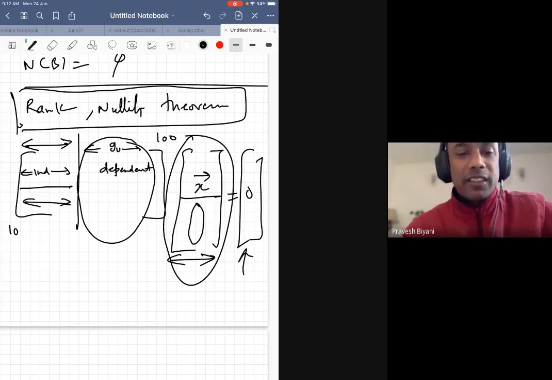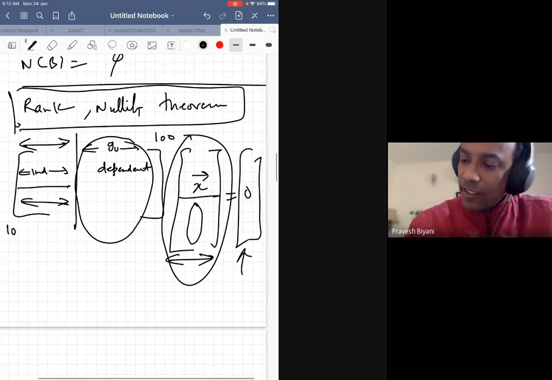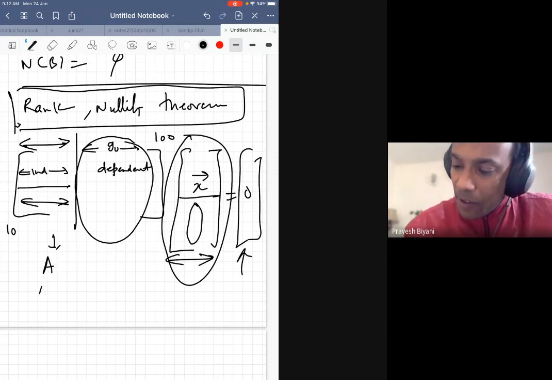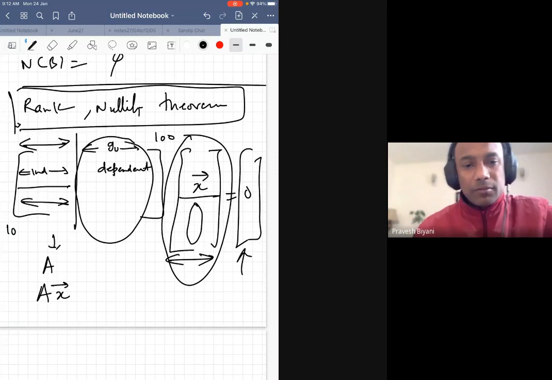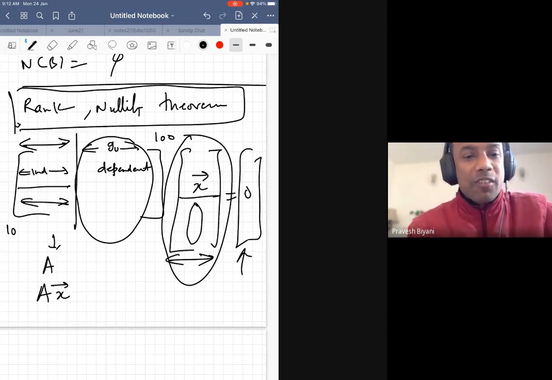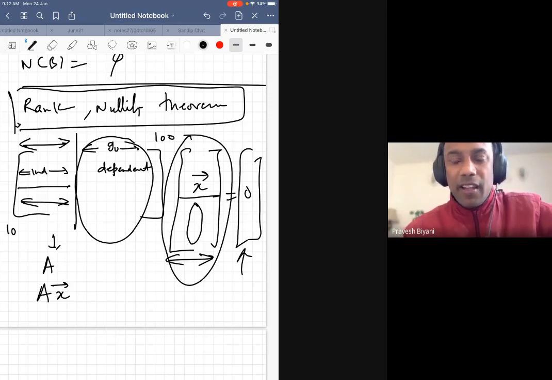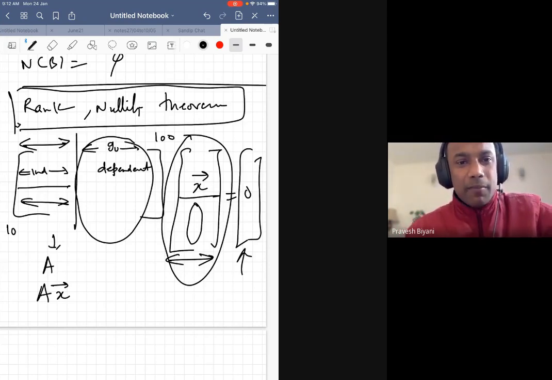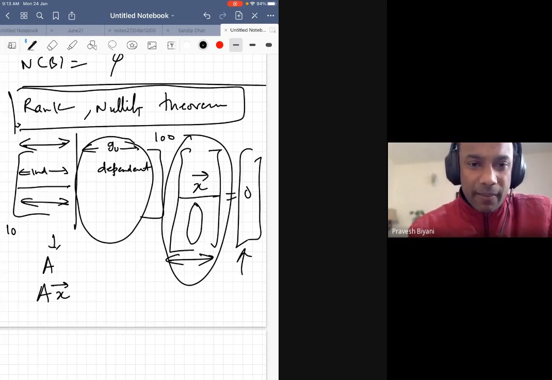Now, what is the dimension of the whole vector x? Let's say this is my matrix A, a 10 cross 100 matrix. What is the dimension of x? 100, right? So 100 is the dimension of x, which is also the same as the number of columns of this matrix A. And because there are 10 linearly independent columns, the dimension of the column space is 10, and the total number of columns is 100. Therefore the rank nullity theorem says that the dimension of the null space is 100 minus 10, which is 90.